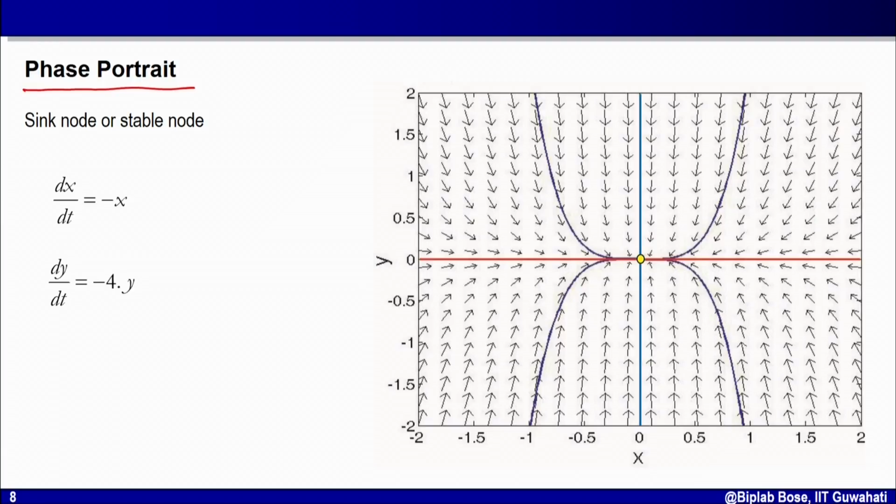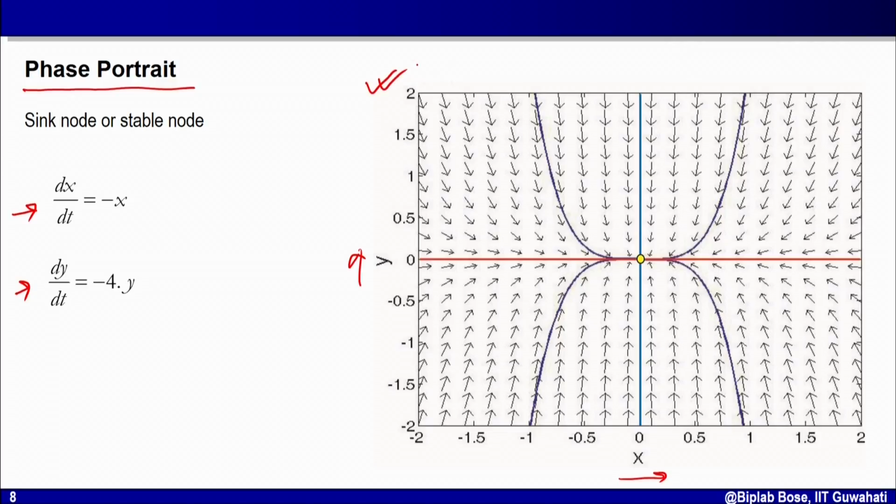The one shown here is represented by these two ODEs, dx/dt equal to minus x and dy/dt is equal to minus 4y. I have just given an example. If you use the same rule of plotting x in the horizontal axis, y in the vertical axis, and then divide this xy plane in equidistant grid points and draw arrows there using the rules that we have discussed, you will get this type of picture.